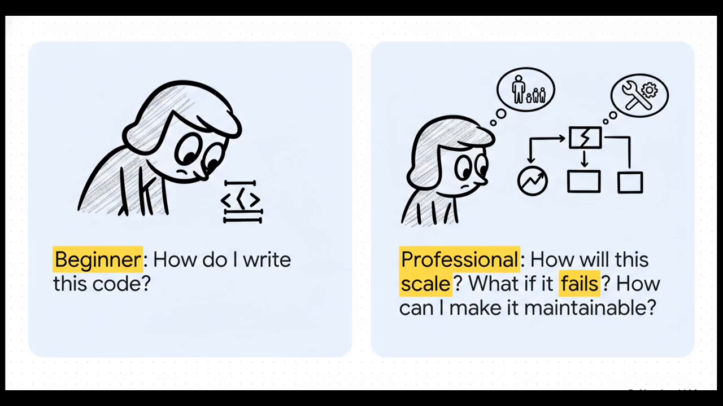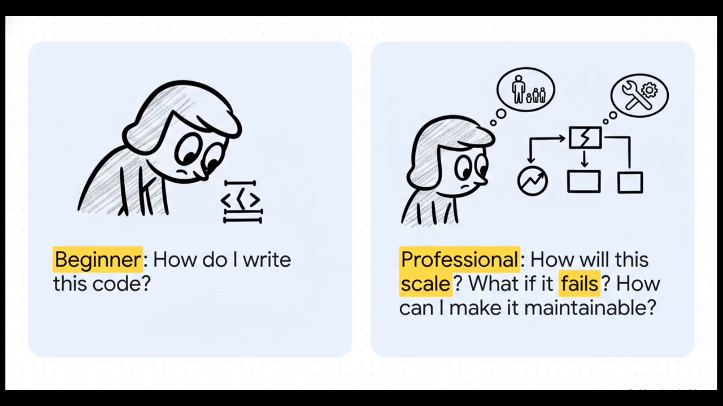But a professional, they're playing a totally different game. They're asking, okay, but how does this scale to 1 million users? Or, what's our plan B when this part fails? Because it will fail eventually. Or, how do I write this so the next person who looks at it doesn't want to hunt me down?